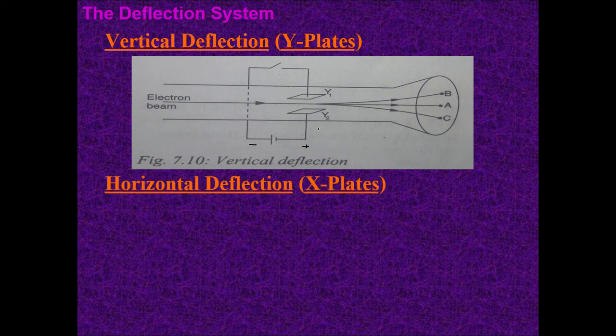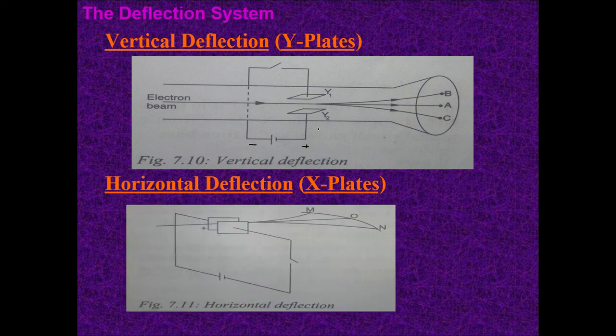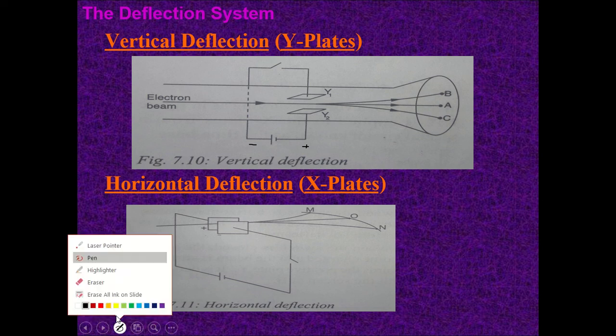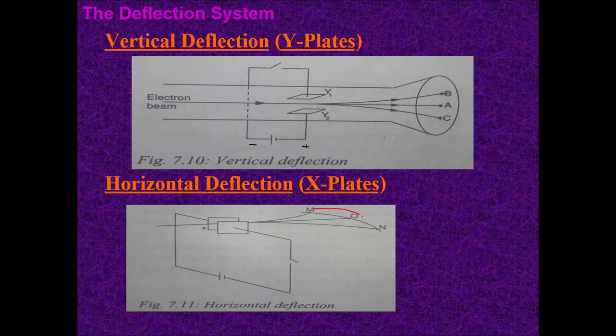Let's go to the horizontal deflection, or what we call the X plates. Now, in this case, we will have this particular arrangement. So if you have that arrangement, the beam of electrons is deflected horizontally across the screen from points M to points N. I believe you can notice points M and N. Let me use my pointer here in that direction. So we shall have them shifting that way, depending on where you began from.